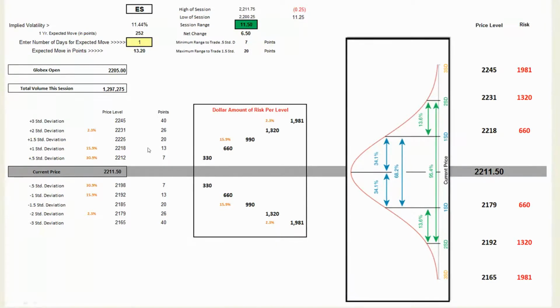So what I want you to think about is what I just talked about, the probability of touch. So let's just say you sold it at the open at 2205, and it's trading here, and you're starting to say, oh gosh, I'm down 6 points and all that. What I want you to think about is you really have about a 16% chance of it going up to 2218, but you've got about a 32% chance of it going up there and then finishing below.